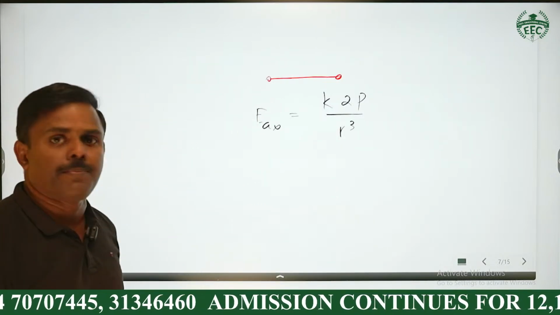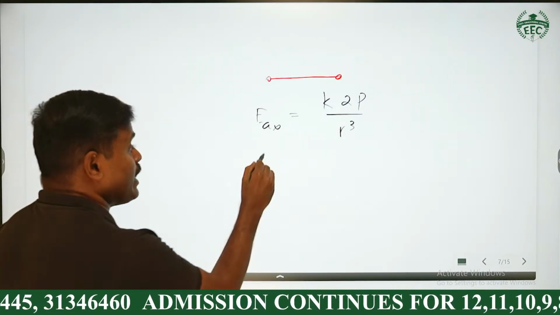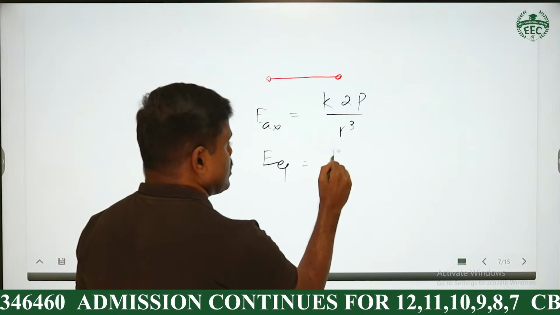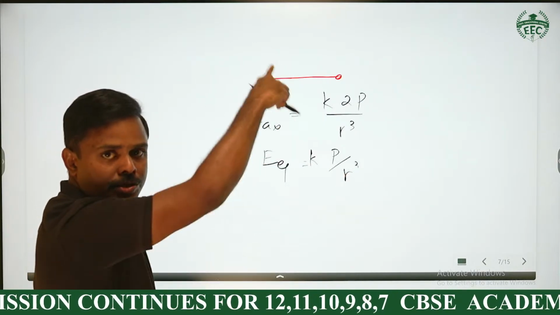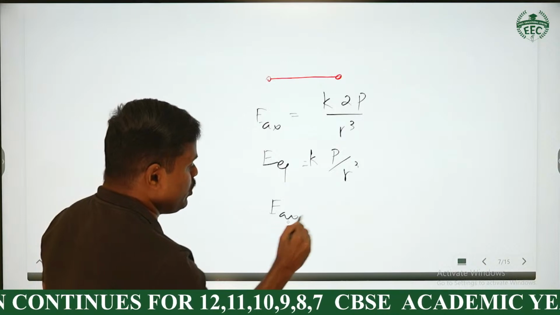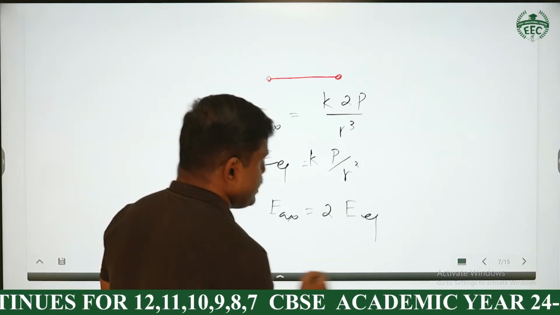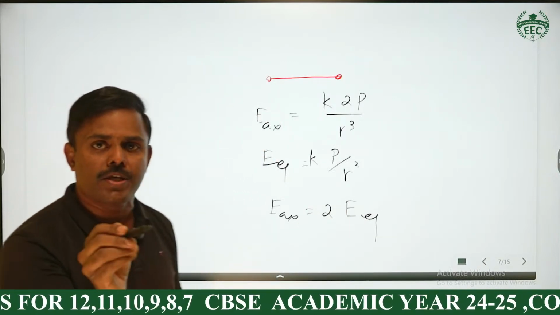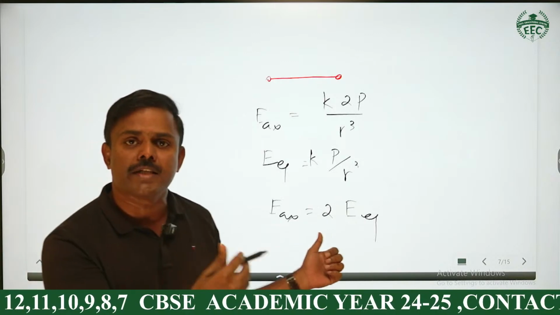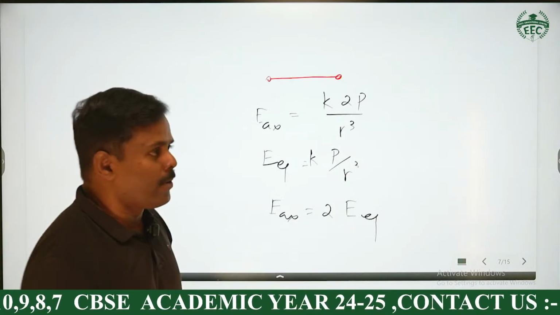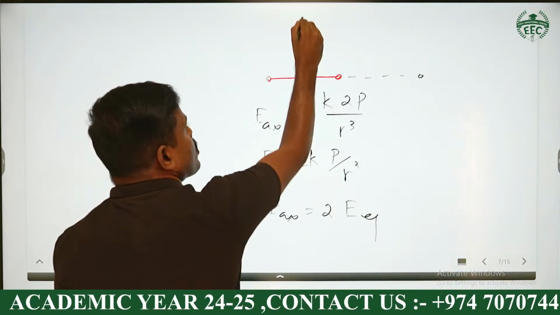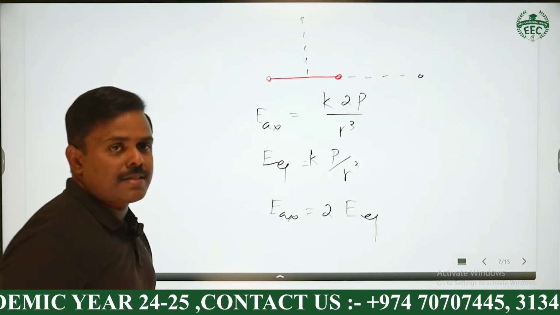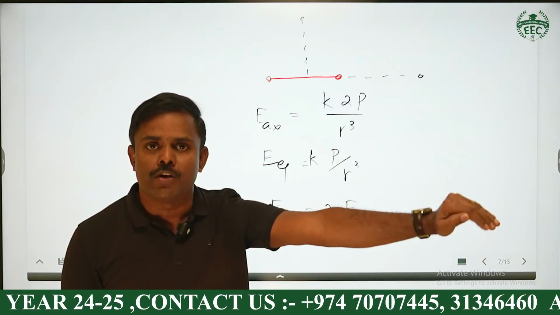Axial field of a dipole, this is very, very important, and equatorial field is equal to Kp by R cube. And what do you understand between these two? E axial is equal to 2 times E equatorial. This has very high chance of coming as an MCQ. E axial is equal to how many times E equatorial? If this is the dipole, this is called an axial point and this is called an equatorial point. Axial field will be double the value of equatorial field.